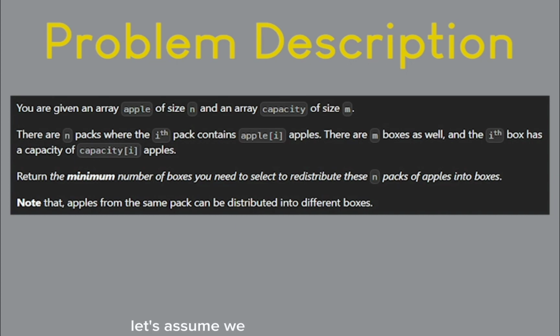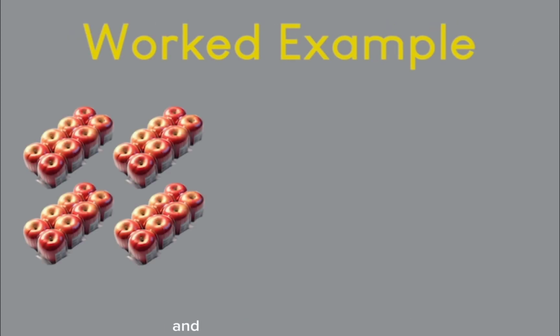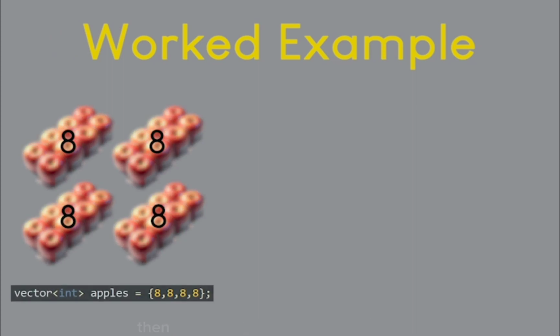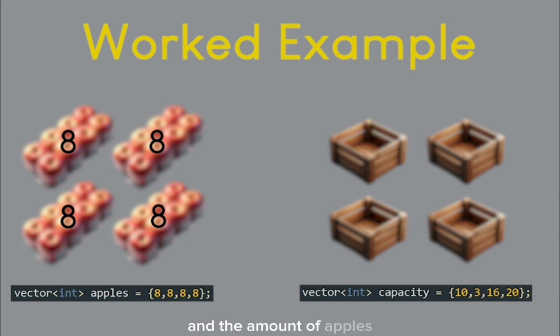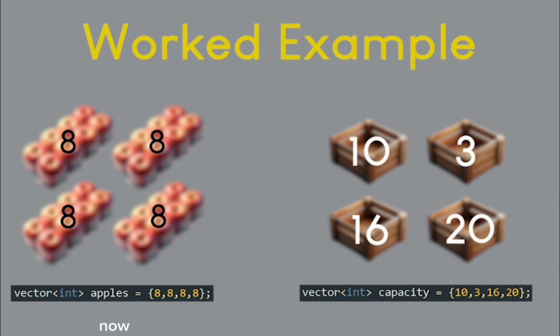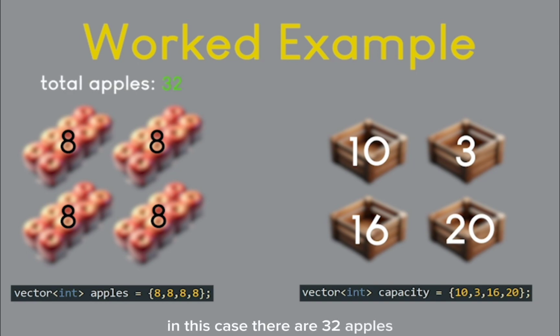Let's assume we have 4 packets of apples and each packet has 8 apples. Then let's also assume we have 4 boxes and the amount of apples each box can hold is written above it. Now, let's figure out the minimum amount of boxes we need to fill up before running out of apples. Well, let's first figure out how many apples there are in total that need distribution. In this case, there are 32 apples.